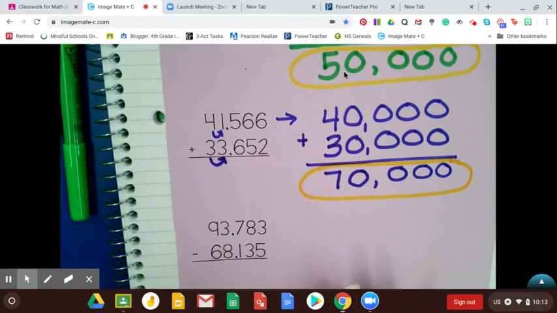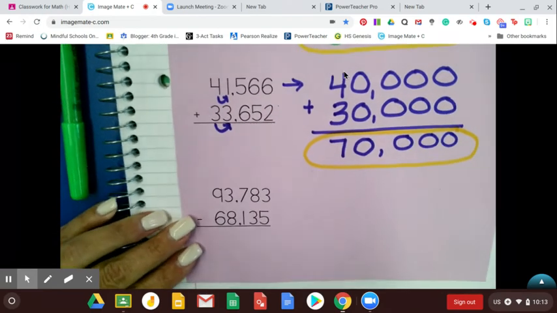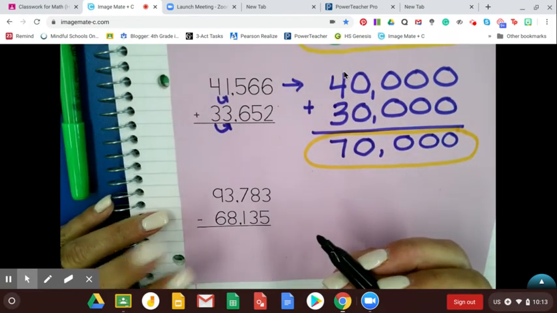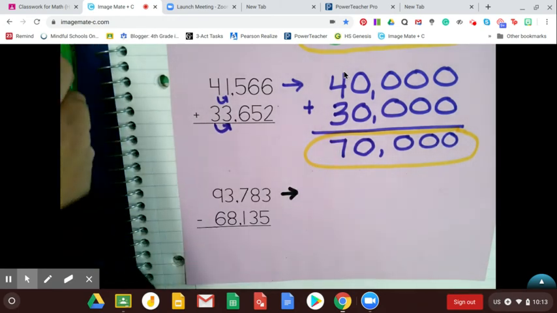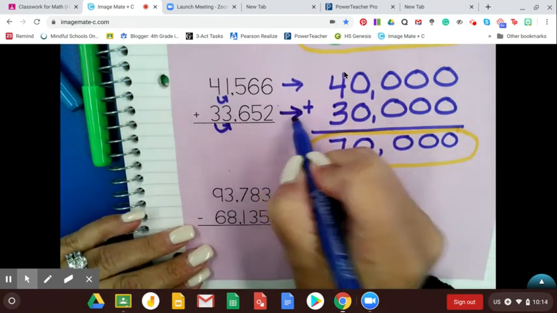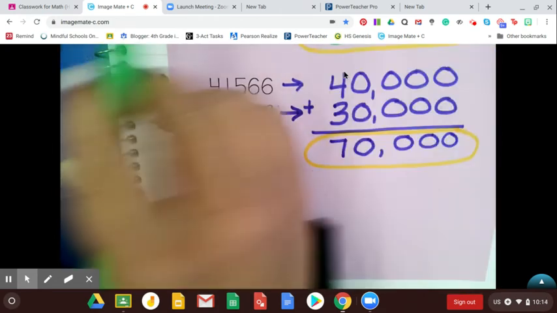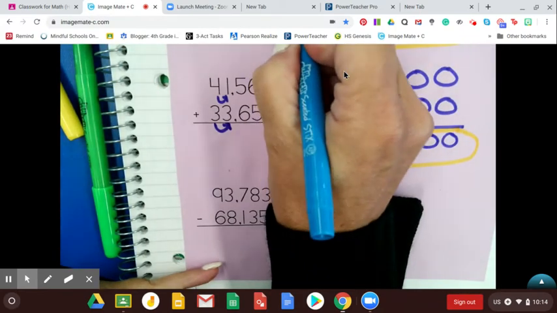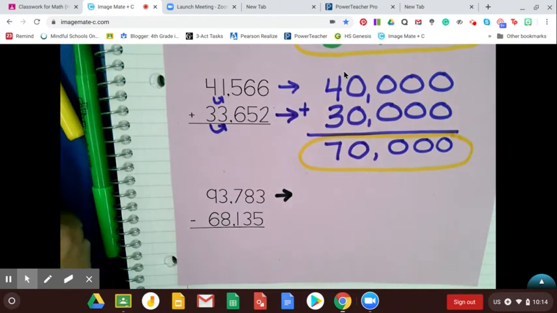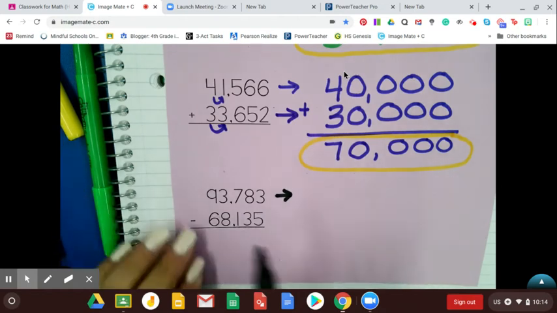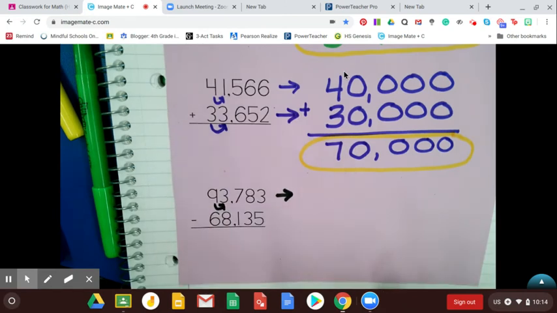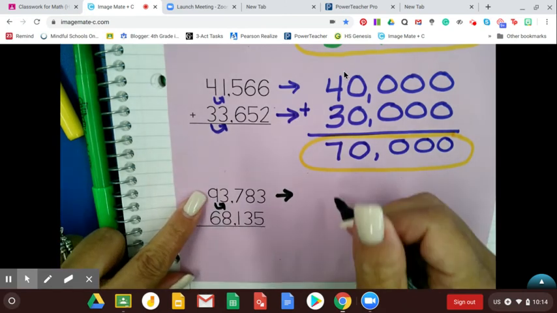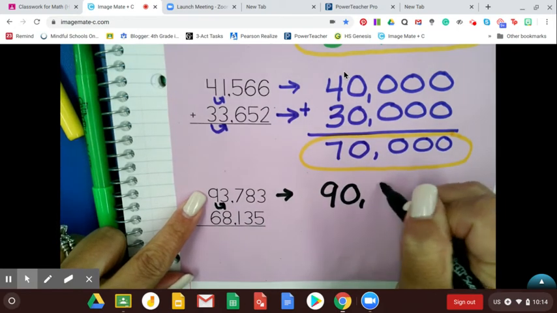All right, and my last problem, this happens to be a subtraction problem. Round first, then add, round first, then subtract. All right, let's do it. Oh, I forgot my little arrow up here. Oh, I forgot my arrow up here too. Let's see, that was in blue. Okay, so 93,783 rounded to the nearest 10,000. 3, it's a 4 or less, let it rest. So my 9 stays the same, and everything else becomes a 0.